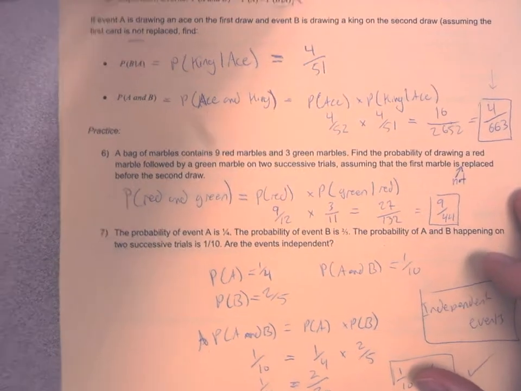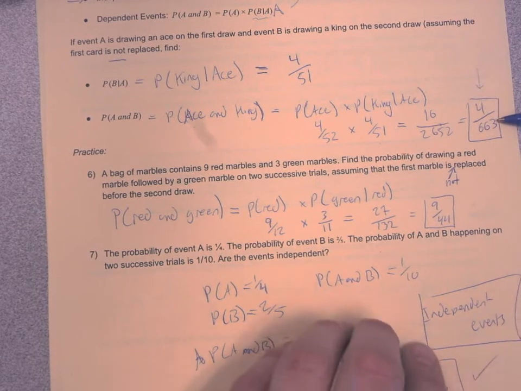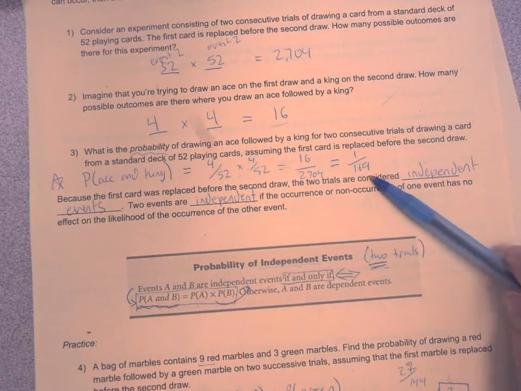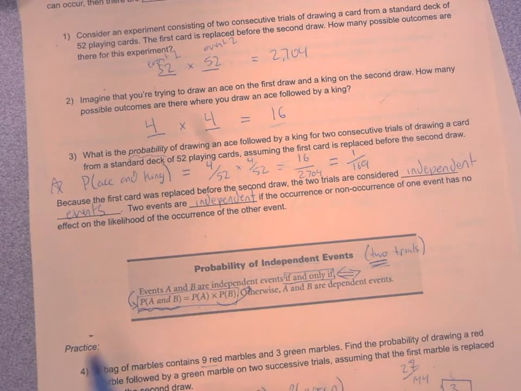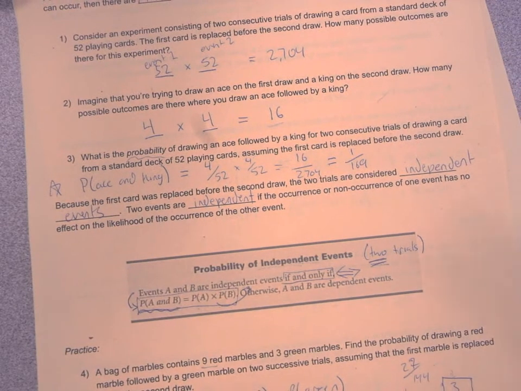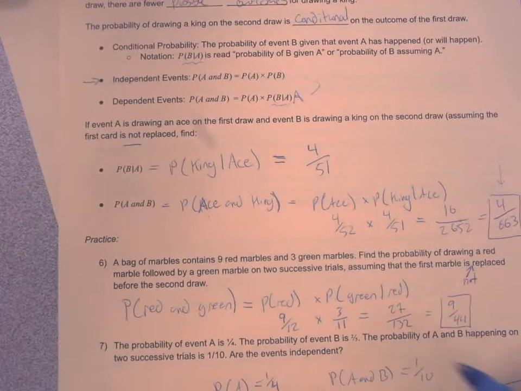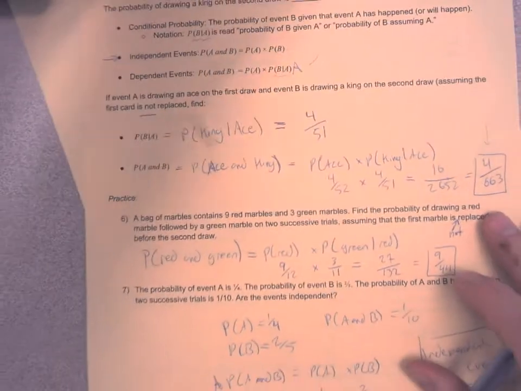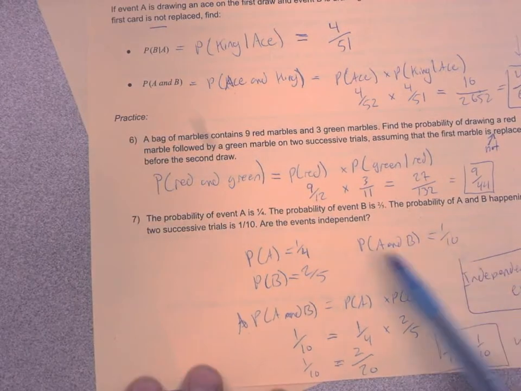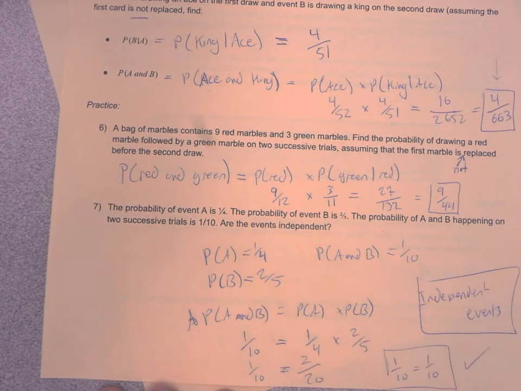Okay? So it's kind of like, in this situation here, we had 4 out of 663. And in this very similar situation, we had 1 over 169. So it's kind of like, which P of ace and king are you talking about? Are you talking about the independent version, where you get this number? Or are you talking about the dependent version, where you get this number? So they're giving you basically the probability and just making sure that it all lines up. And if it does, according to this formula, then we're talking about independent events.